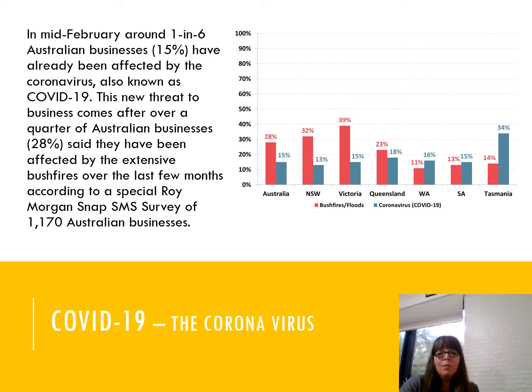1,170 businesses. Okay, so you have a diagram there, and in red, you can see businesses that were affected Australia-wide and by state by bushfires and or floods. And then in blue, businesses that have been affected by COVID-19.